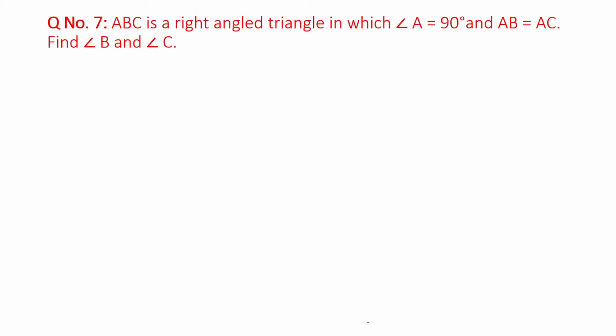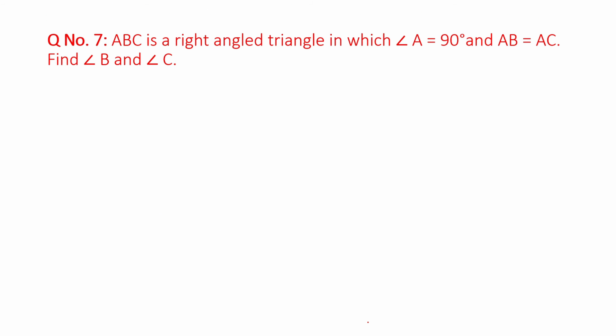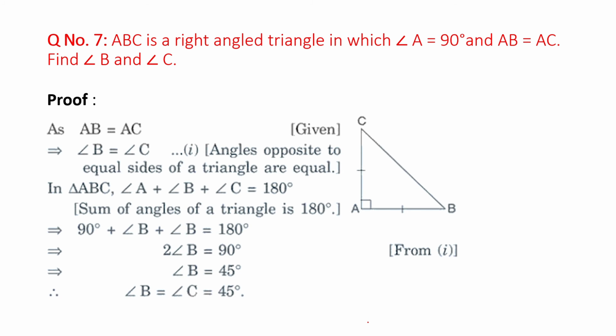Question number 7. ABC is a right angle triangle in which angle A is equal to 90 degrees and AB is equal to AC. Find angle B and angle C. In triangle ABC, angle A is 90 degrees and AB is equal to AC is given. If AB is equal to AC, then angle C is equal to angle B. Angles opposite to equal sides are equal.